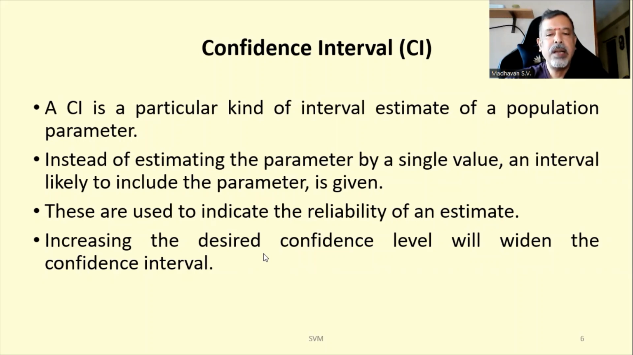If I try to increase the desired confidence level, let us say from 90% to 95%, then naturally the interval will also widen. Similarly, if I increase it from 95% to 99%, again the interval will widen. So increasing the desired confidence level will widen the confidence interval.